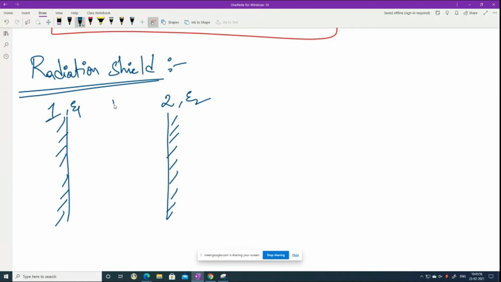You will introduce a material here, and this material will have very less epsilon value, that is very less emissivity. As the emissivity of this body is less, what happens? Whatever is taken from the other body will not get emitted to the other body. That means it is going to shield whatever radiation heat exchange is happening between these two bodies, one and two. So this is the radiation shield.